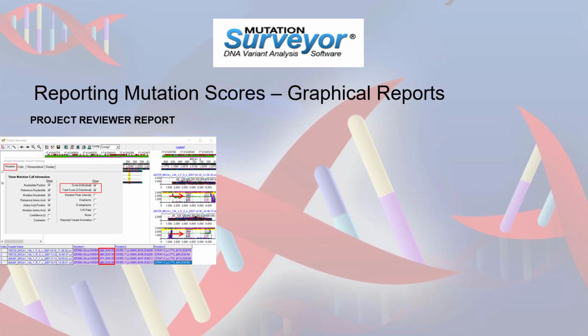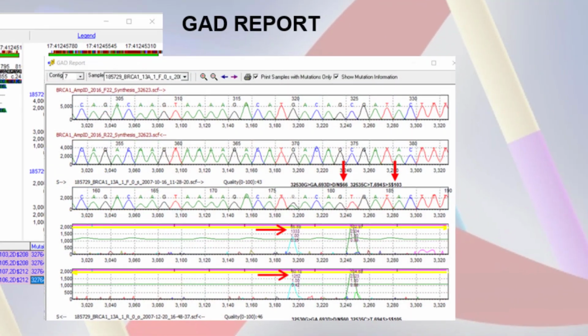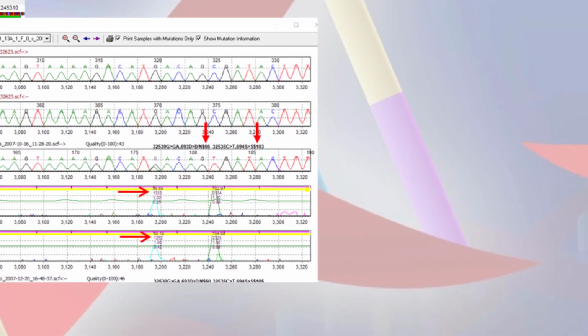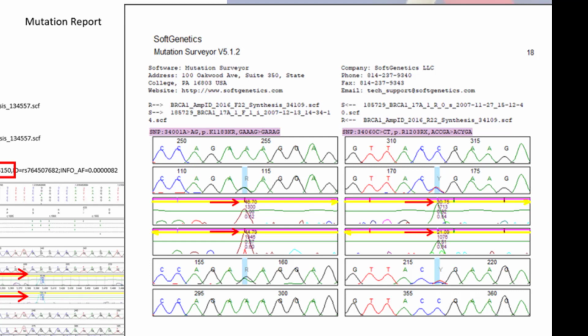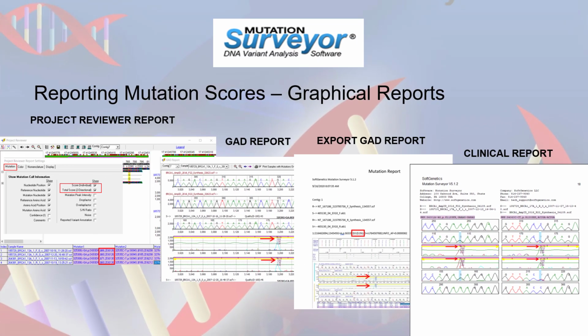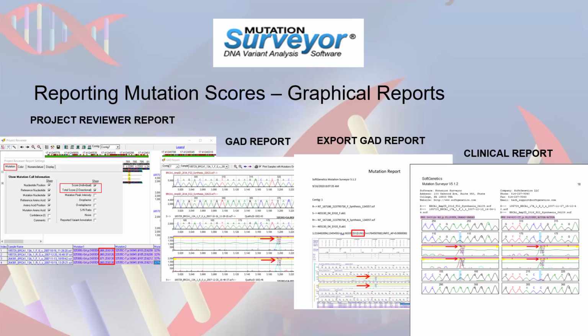Graphical reports include the mutation score with the mutation call information, but also display the mutation score in the mutation electropherogram just like in the GAD. This can be seen in the Project Reviewer, the GAD, Export GAD, and clinical reports. Of these 4 reports, only the project reviewer report can display both the individual score and the total 2D score.